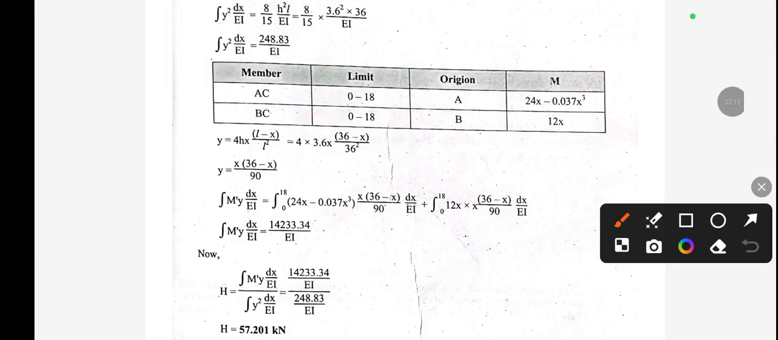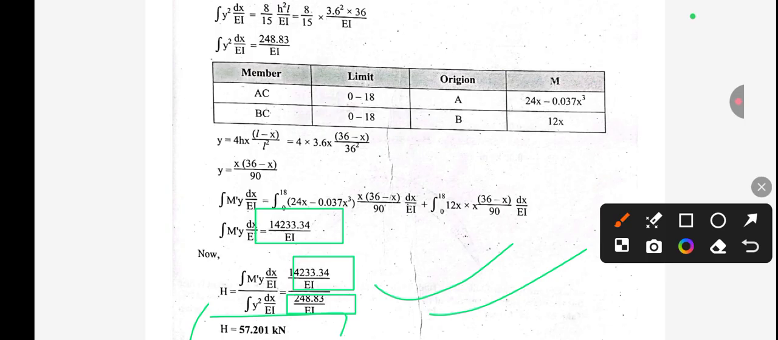So the value of this m dash will be this one. Just put it over here in this formula, and we have already calculated y square dx by EI, that is this. So from here we can get the horizontal thrust, that is 57.201 kilonewton meter. In this way we can calculate this horizontal thrust.